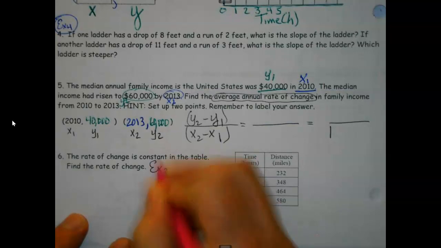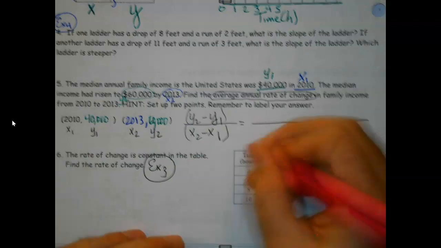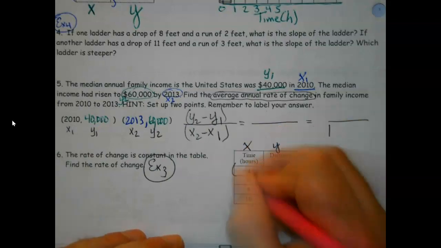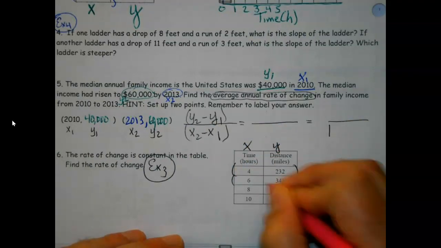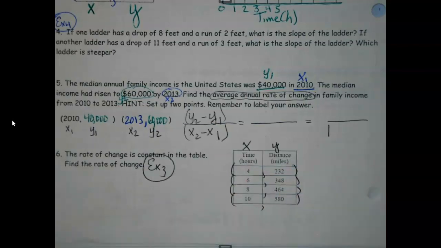Number 6, just like example 3, pick you 2 points. Because again, x and y, they're all coordinates. Pick you any 2 pairs and use the slope formula. And you're in business. This is just letting us repeat all the things that we've been working on so far.